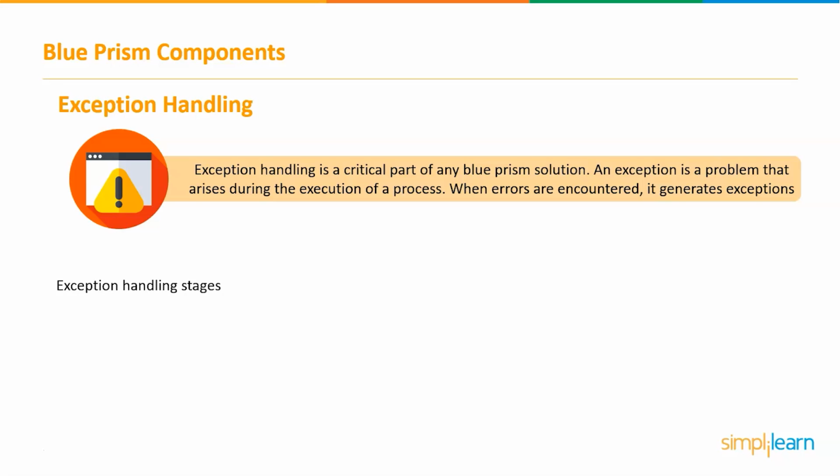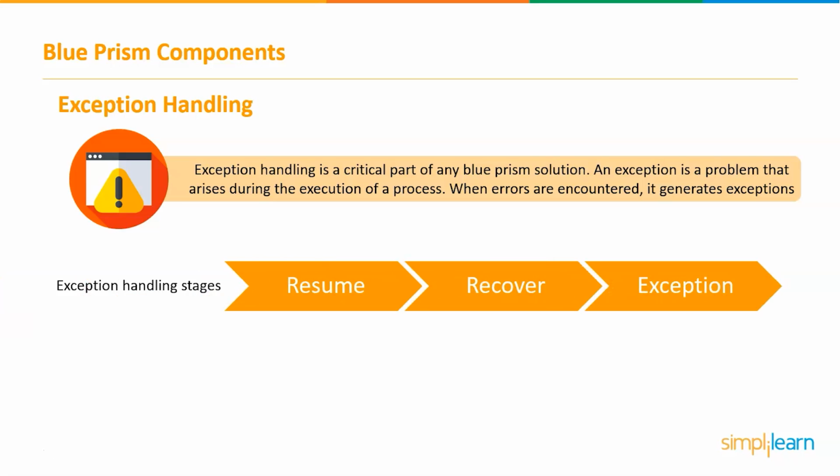Exception handling stages. Exception handling can be achieved using resume, recover, and exception stage. In the resume stage, it ends a block for handling exceptions. In recovery, it begins a block for handling exceptions. In exception stage, it explicitly raises an exception in the execution of a process or an object.